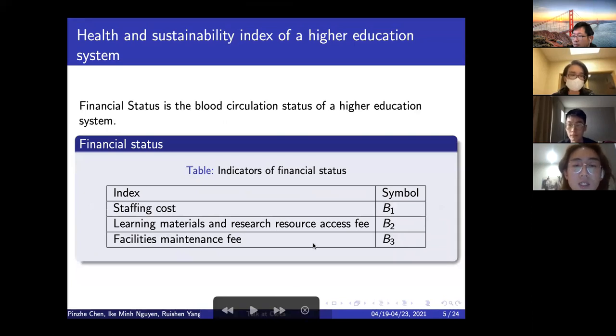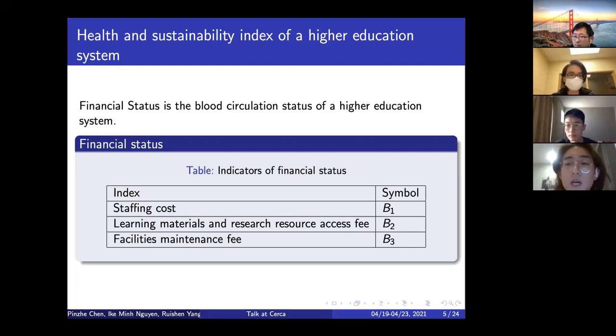The second indicator is financial status. As we know, many small private colleges are permanently closed because of falling enrollments, growing debt, and other financial problems. We would like to evaluate the financial status based on the following three aspects: staffing cost, learning materials and resource access fee, and facility maintenance fee.